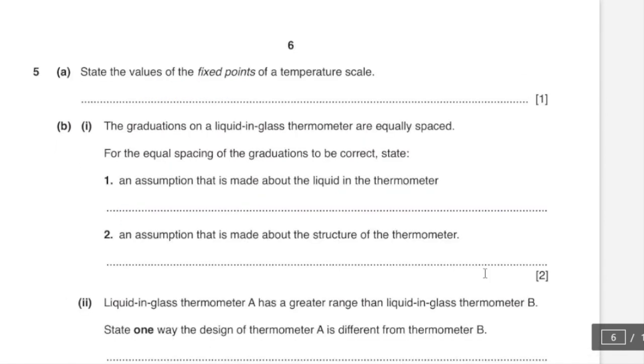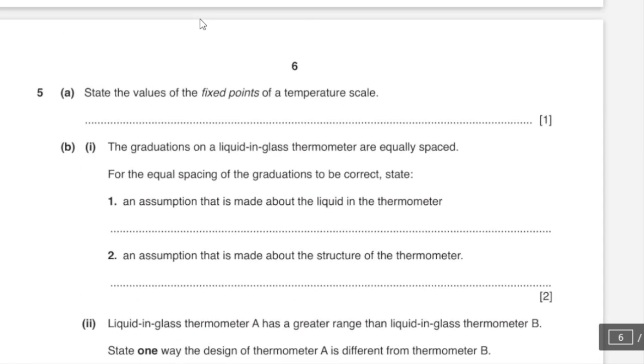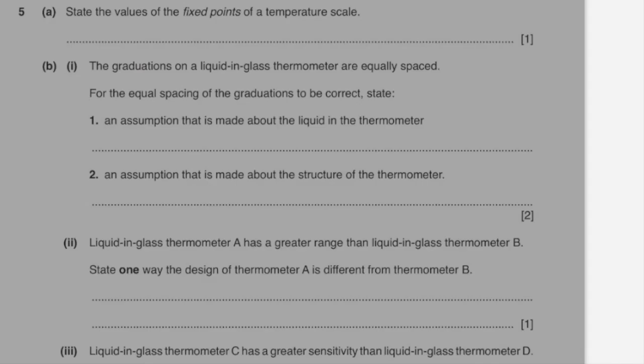Question number 5. A. State the values of the fixed points of a temperature scale, that is the melting point and the boiling point, which are 0 degrees Celsius and 100 degrees Celsius.